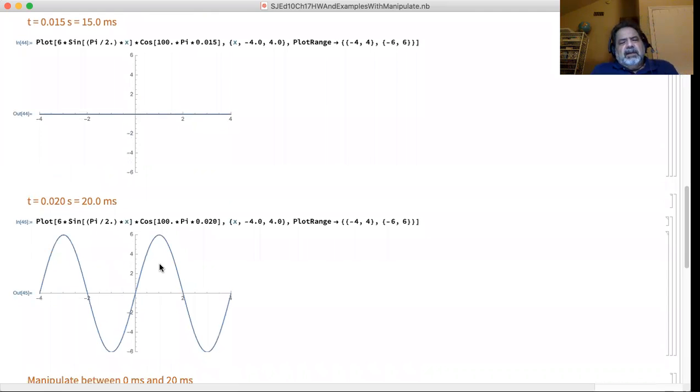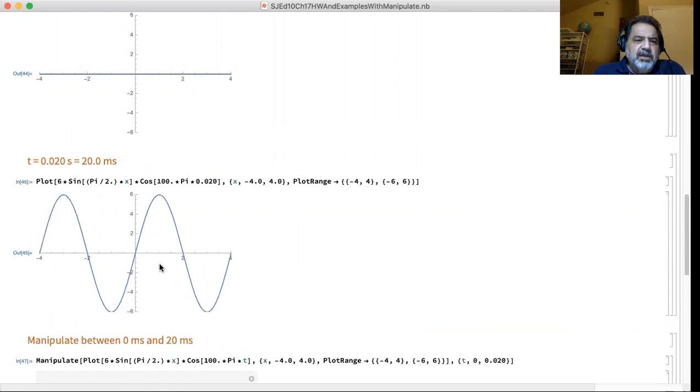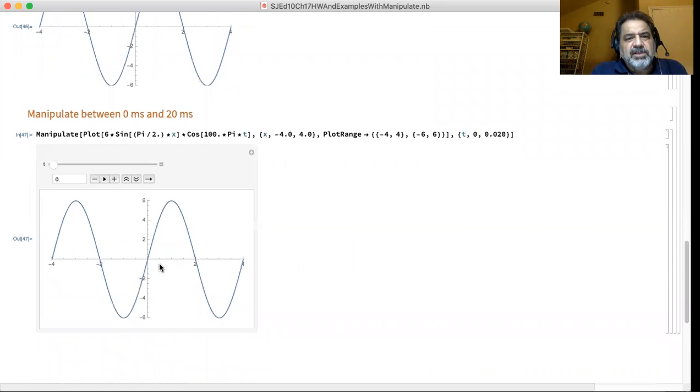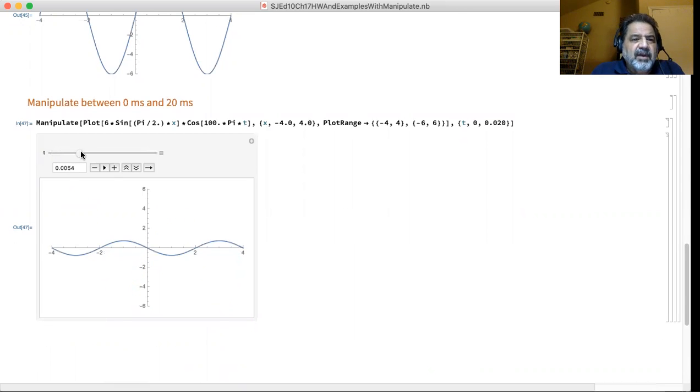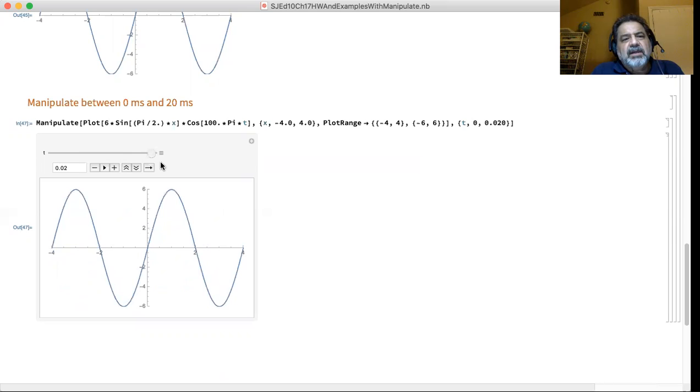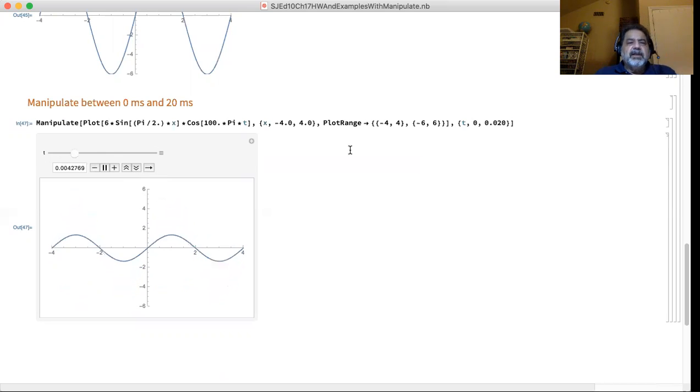I felt that this didn't really show the dynamics of this equation, so I decided to do a little Manipulate so that you can see what's actually happening. So here we are at 0, and as we go from 0 to 5 to 10, there's 15, and there's 20. So let's just play it. Let's play it in slow motion so you can see it.